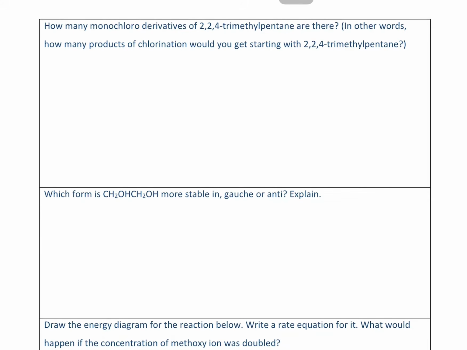Moving on to the next question, here we have how many monochloro derivatives of 2,2,4-trimethylpentane are there? In other words, how many products of chlorination would you get starting with 2,2,4-trimethylpentane? So I'm going to draw this molecule out. This is what 2,2,4-trimethylpentane would look like. And basically they're asking how many products of chlorination you would get.